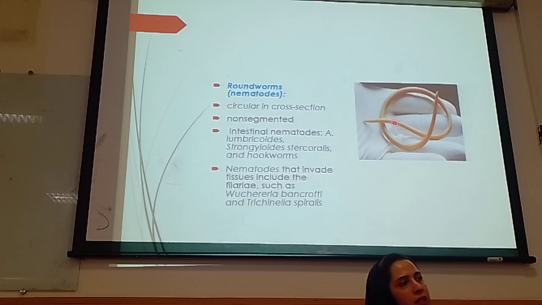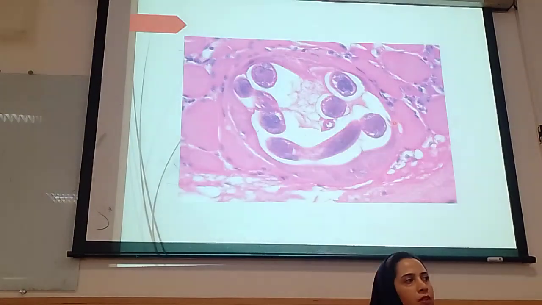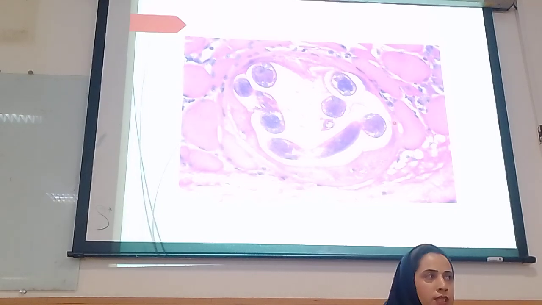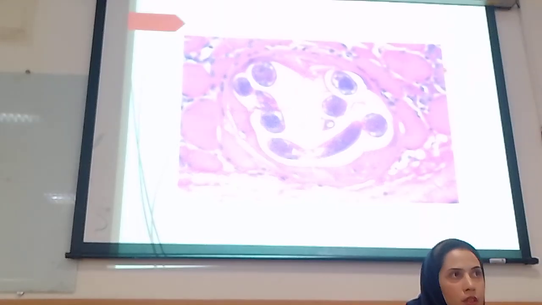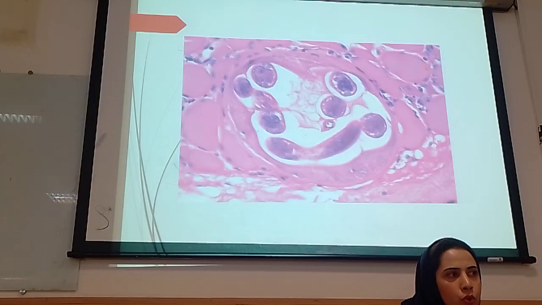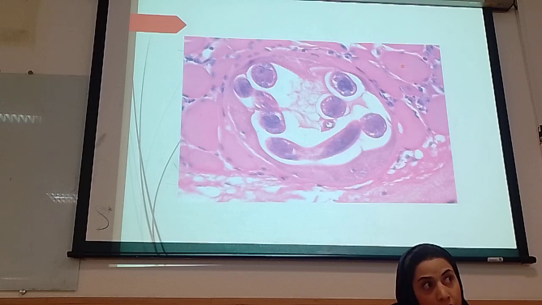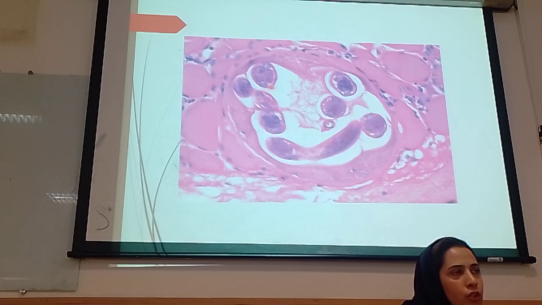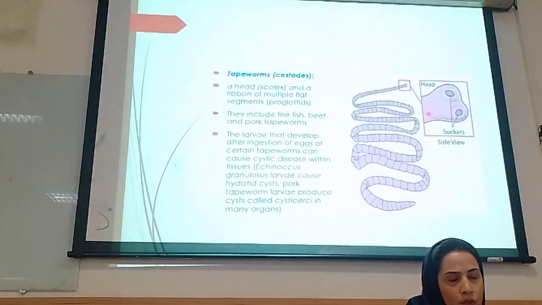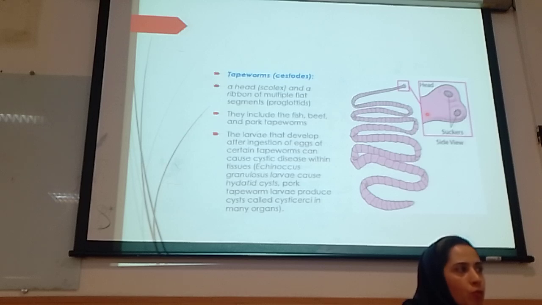We have different types of nematodes. For example, we have intestinal nematodes such as Ascaris, Strongyloides, hookworms, and we have sometimes tissue nematodes, for example, Wuchereria bancrofti, Trichinella. For example, what do we see here? What is the tissue? The normal tissue here. Yeah, skeletal muscle. And we have Trichinella spirals.